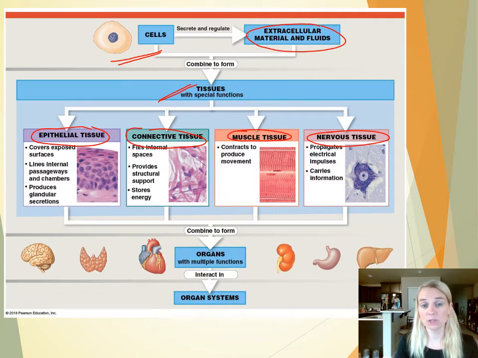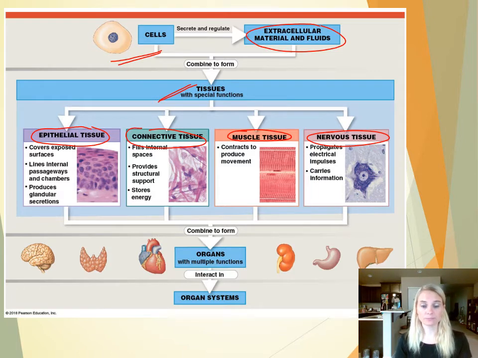So cells, the basic unit of life, right? You should have learned that back in your general bio. They secrete and regulate this extracellular material. Sometimes it's fibers, sometimes it's gel, sometimes it's solid, like in bone. And so they secrete that outside. So it's acellular. It is a product of cellular activity. And then together, the cells, and if there is this ECM, the extracellular matrix, they form the tissues with special functions.